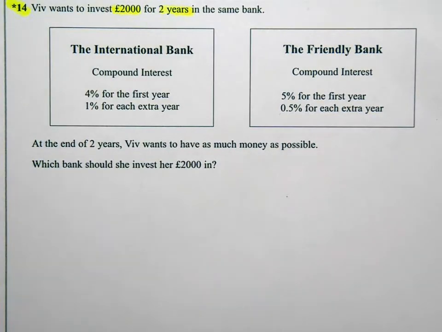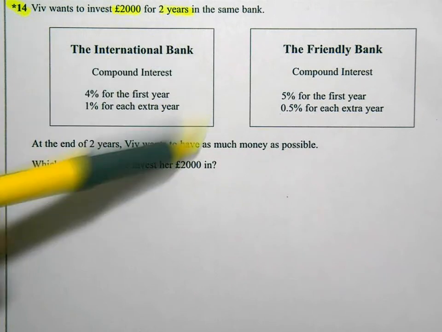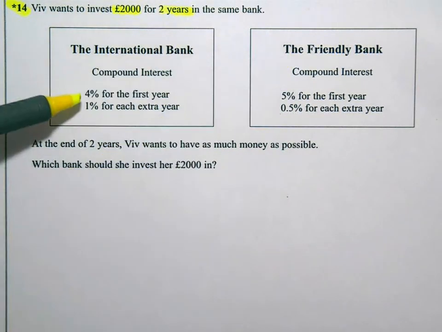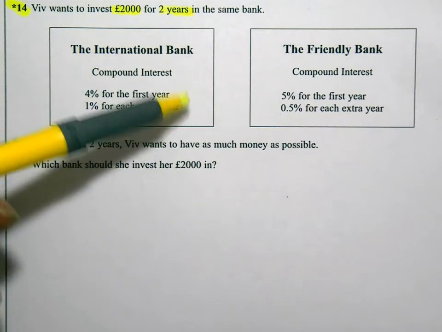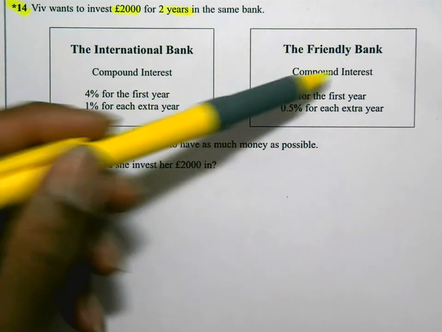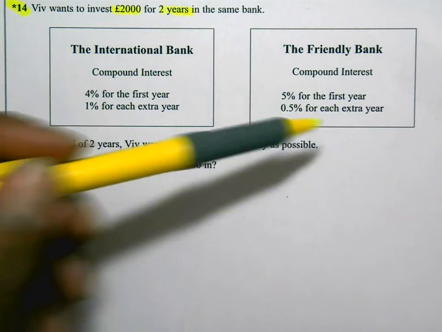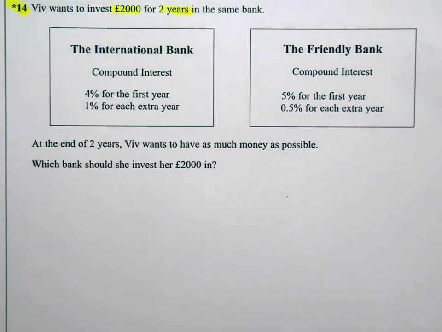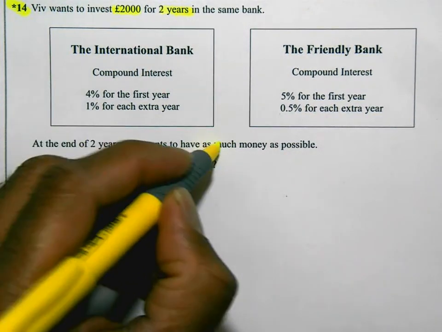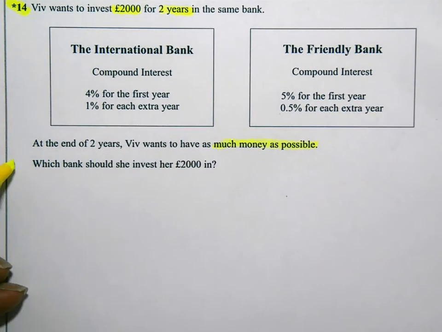So you have some information here about two banks and the compound interest in both banks. At the international bank, it's 4% for the first year, 1% for each extra year. And in the friendly bank, the compound interest is 5% for the first year and 0.5% for each extra year. At the end of 2 years, Viv wants to have as much money as possible. Which bank should she invest in?